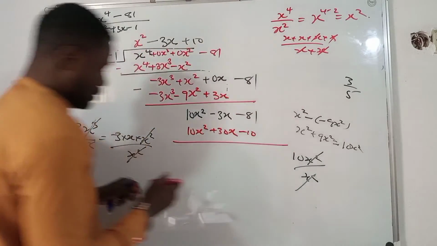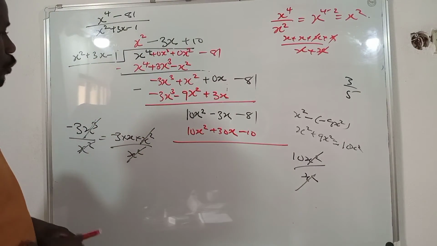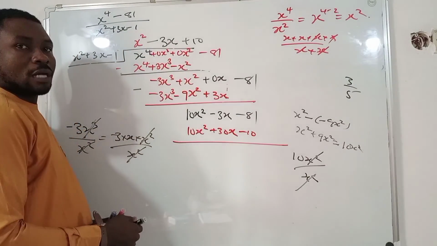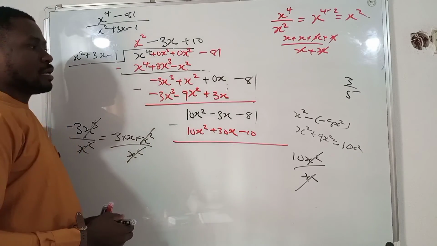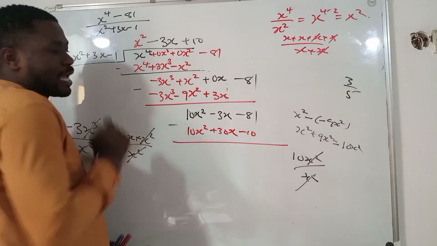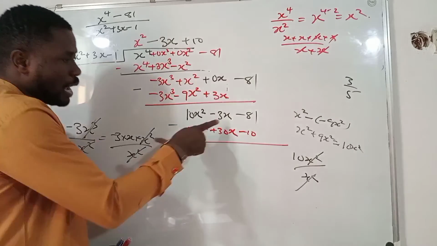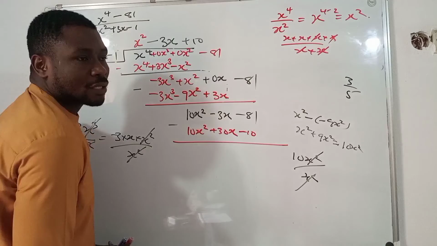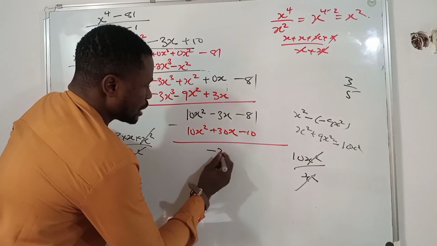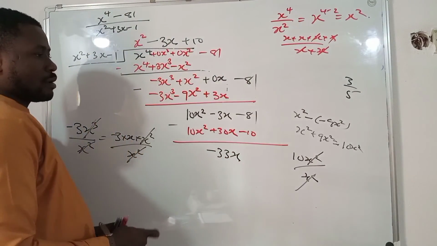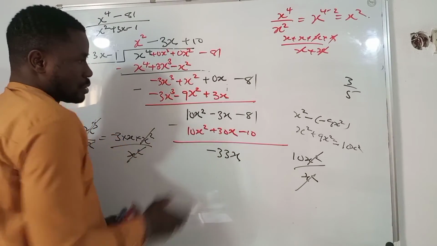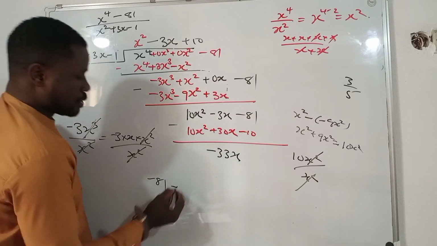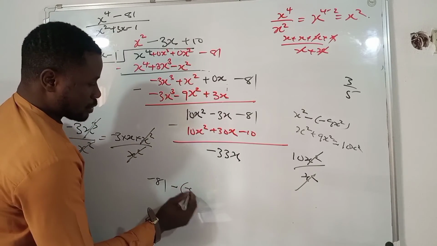You draw this line. Again, we subtract because we want to make sure that this x squared turns to 0. We introduce a minus sign. And now 10x squared minus 10x squared, the answer will be 0. Now you have minus 3x plus 30x. Of course, that will give us minus 33x. Minus 81 minus, which is this minus this, and then minus 10.